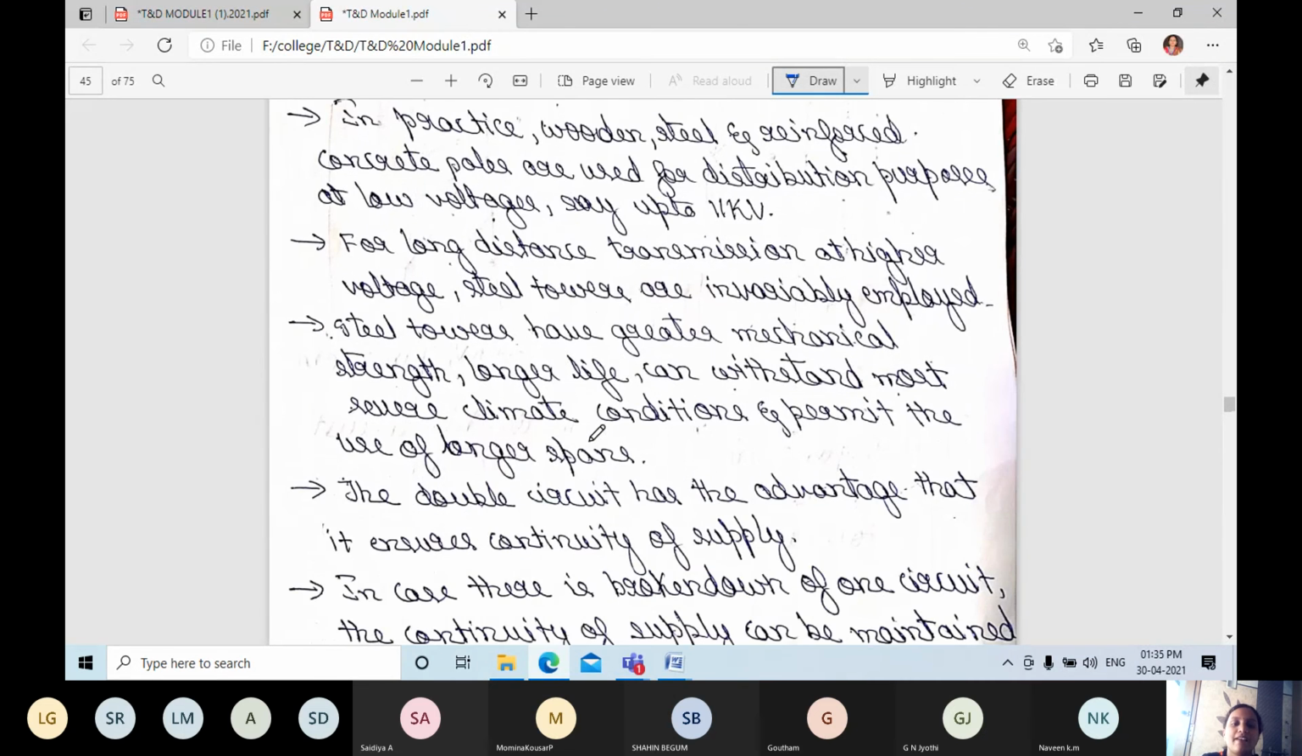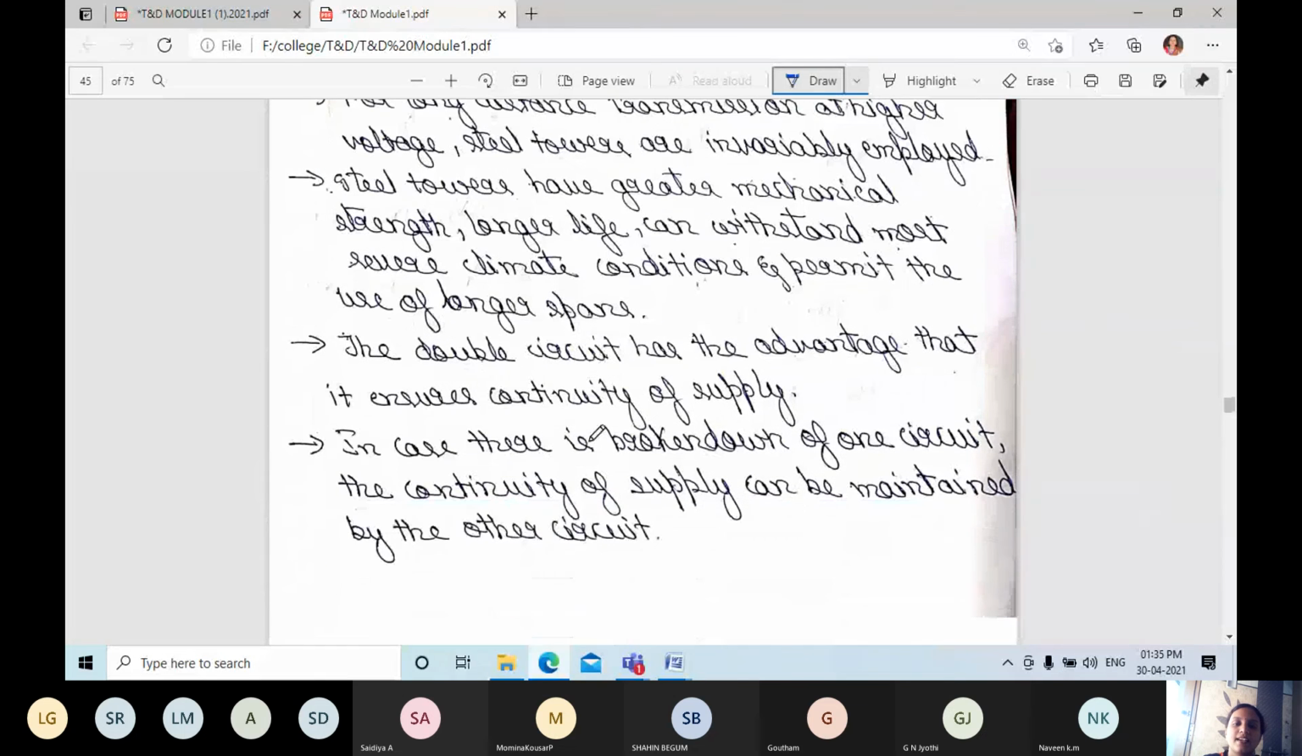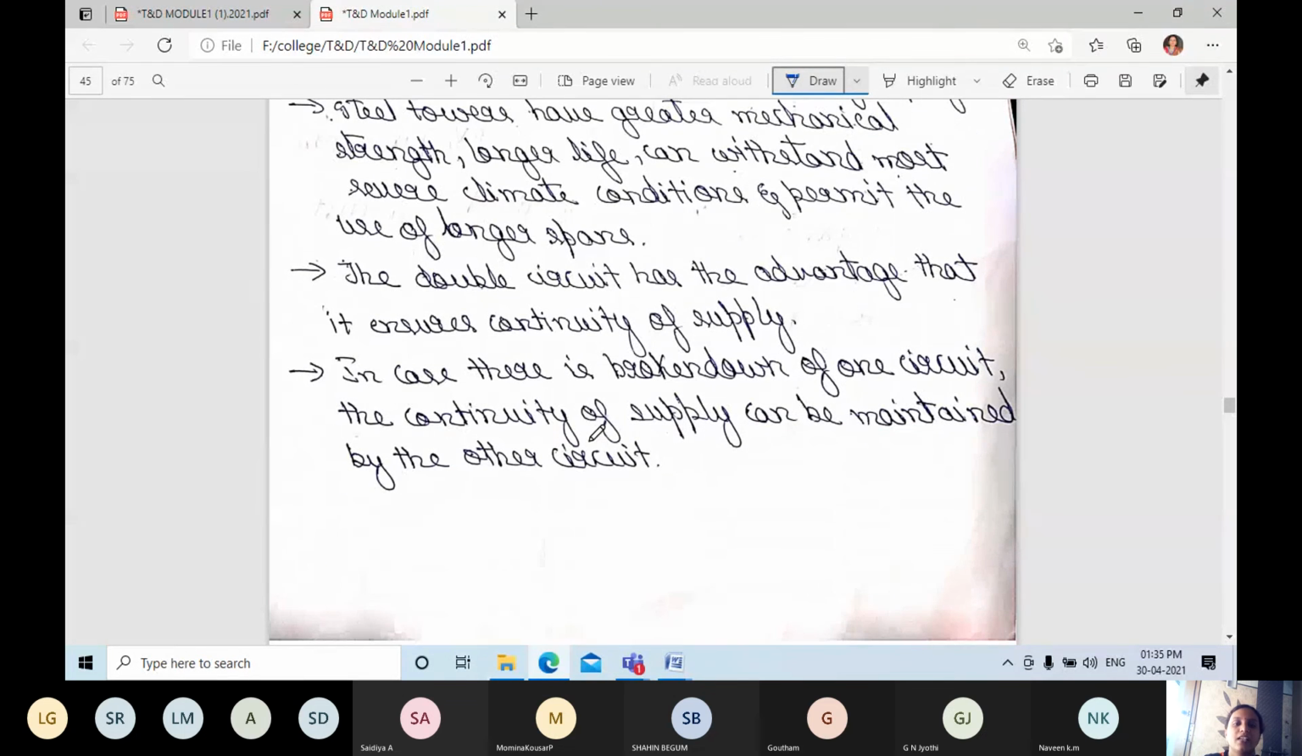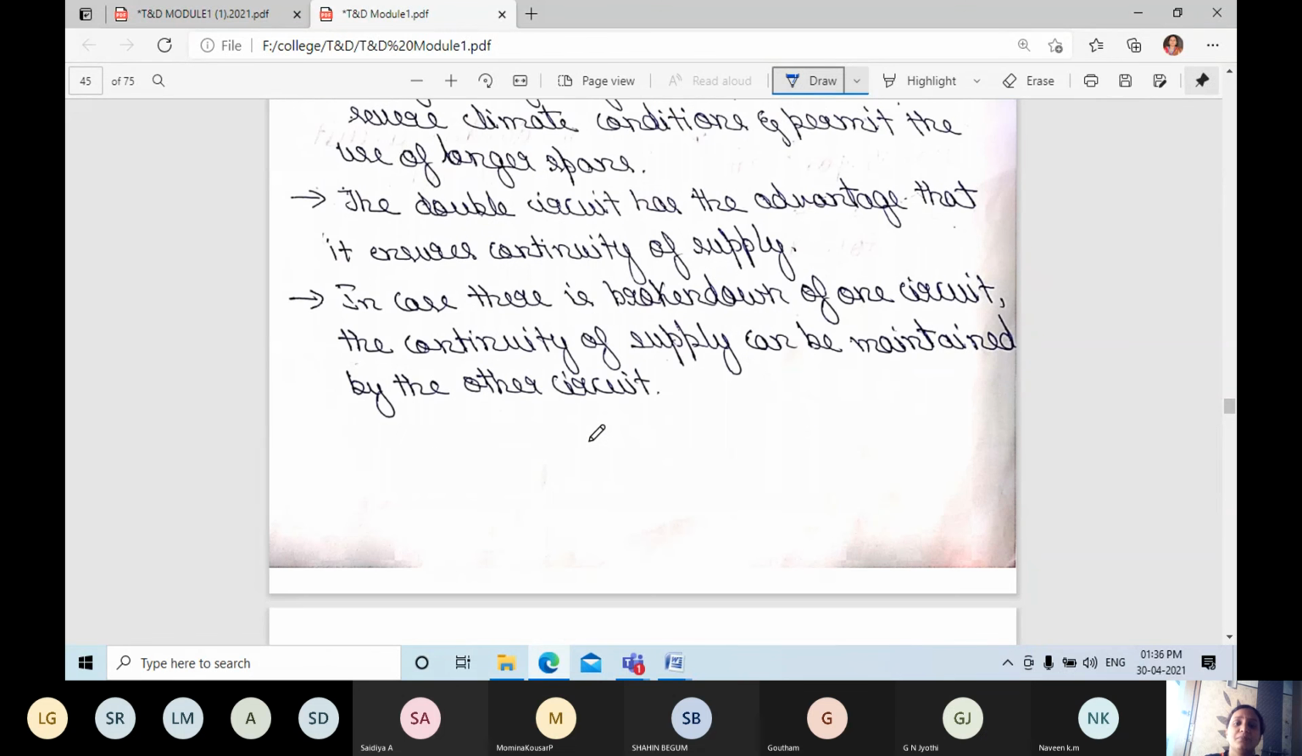Steel towers have great mechanical strength and longer life. They can withstand the most severe climate conditions, and can be used for longer spans. They also have the double circuit advantage, which ensures continuity of supply. In case of breakdown of one circuit, continuity of supply can be maintained by the other circuit.